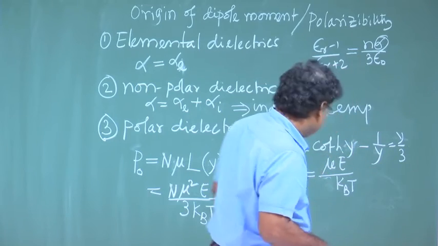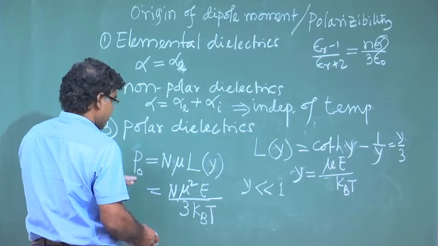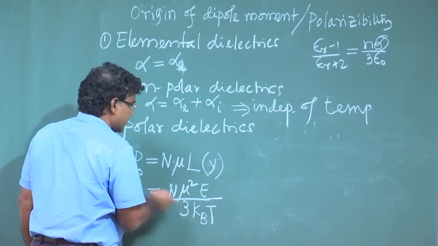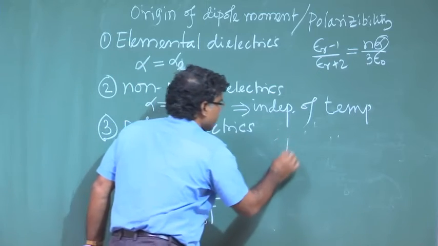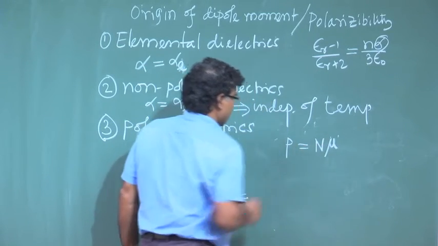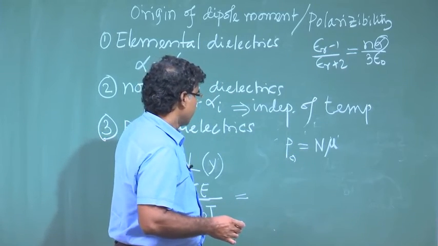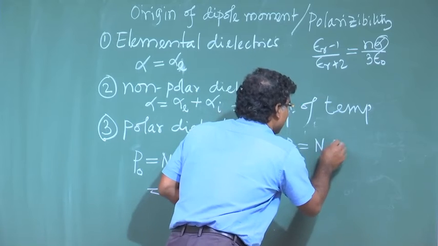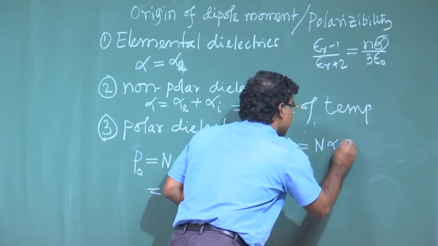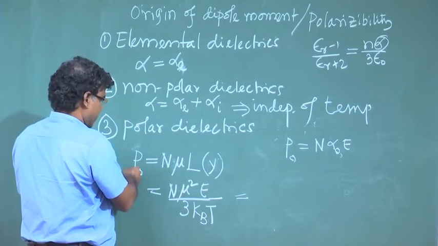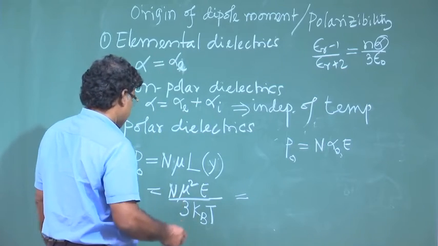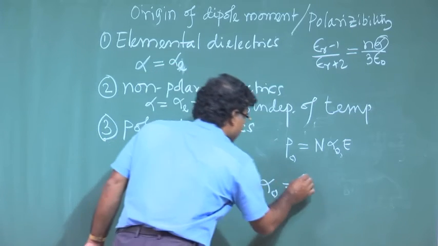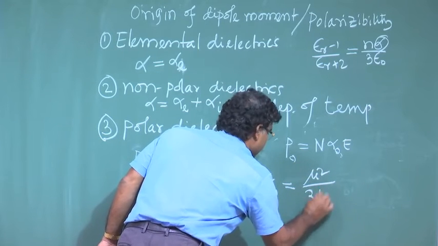So, here this polarization P0 is basically n mu, the dipole moment per unit volume. Now mu is basically alpha O E, the polarizability. So, if you compare these two, then your alpha O is basically mu squared by 3 kBT.